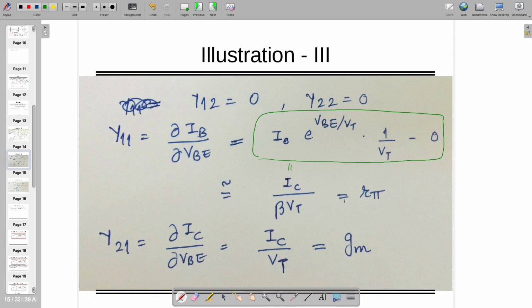I am going to rename these two as one. I am going to call it R pi. Okay, actually, it has to be 1 by R pi. I am calling this pi because this is part of the pi network. That's why let's call it R pi. This is going to be transconductance, which is going to be defined by IC by VT, where VT is thermal voltage.